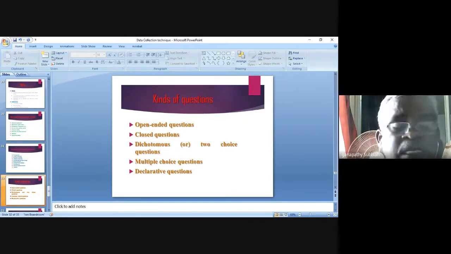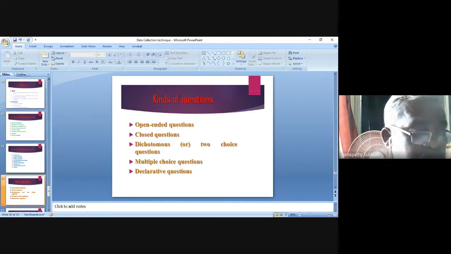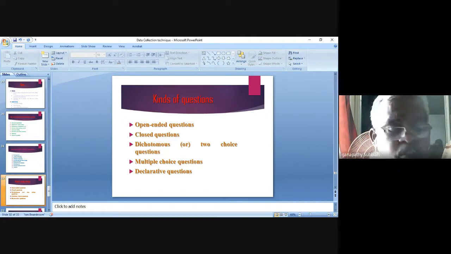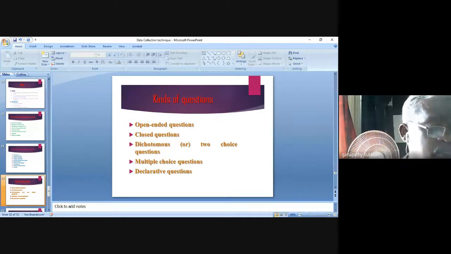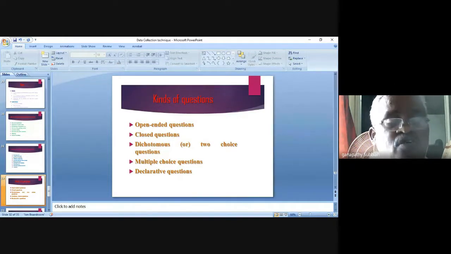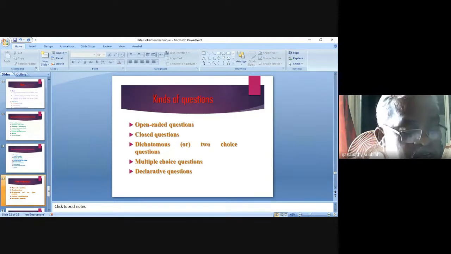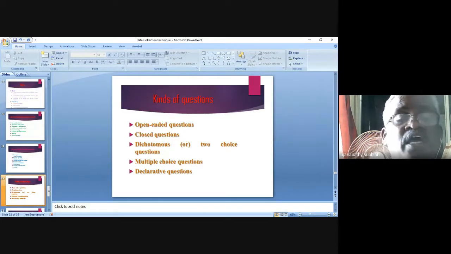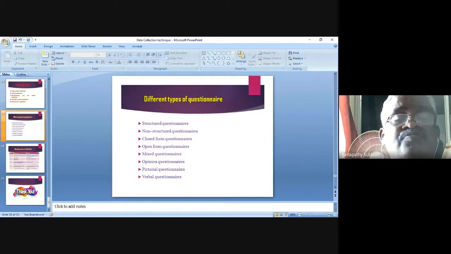Next one, declarative questions. The declarative question is a type of multiple choice question in which a series of statements, more than two statements, are given on the subject. So these are the various types of questions in structured questionnaires.